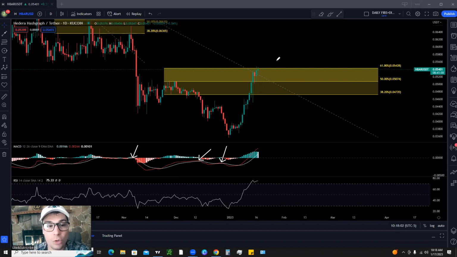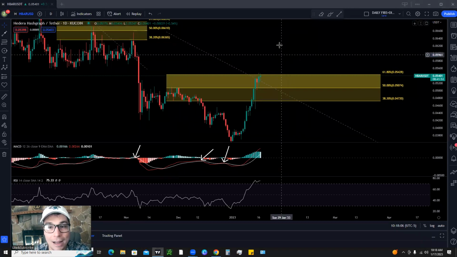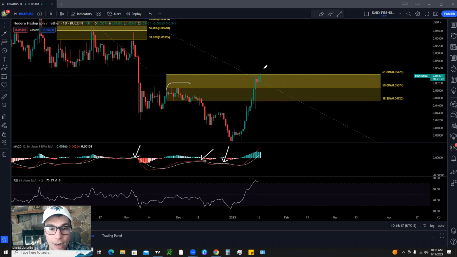So for HBAR to continue this rally and get a possible reversal, where we would make a high and then a higher high versus a lower high, because right now we have high, lower high, lower high. On a shorter term basis, we do have a high right here and a higher high, but we need to break out past this level. And if we do get a pullback, we need to create a higher low, where we have a low and a higher low. So these three levels right here are going to be very important: 0.05428, 0.05074, and 0.04720.